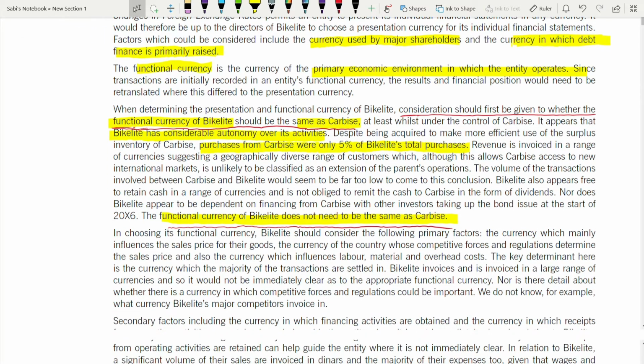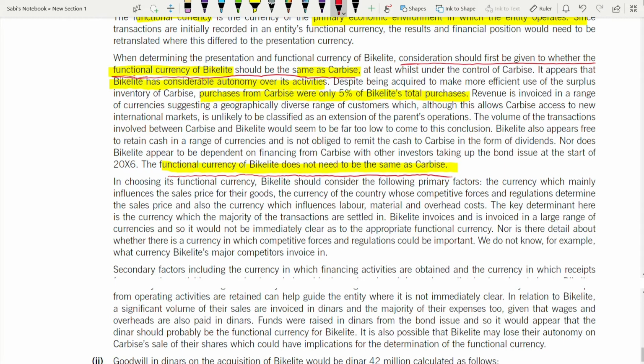Coming to the next paragraph. In choosing its functional currency, Bike should consider the following primary factors. So now you are saying it is not the same as Kirby's. One thing is out. That means whatever the functional currency of Kirby's is, it will not be the functional currency of Bakelite. So how will you determine the functional currency of Bakelite? The question still remains. So in choosing its functional currency, Bike should consider the following primary factors. What are those primary factors? Currency which mainly influences, so these are the factors. I'm highlighting it for you.